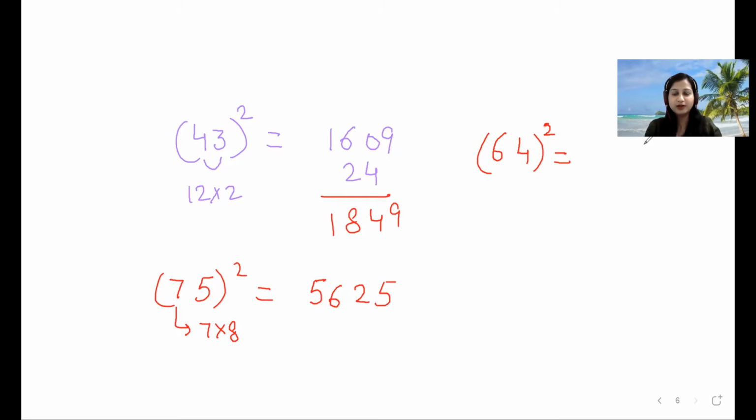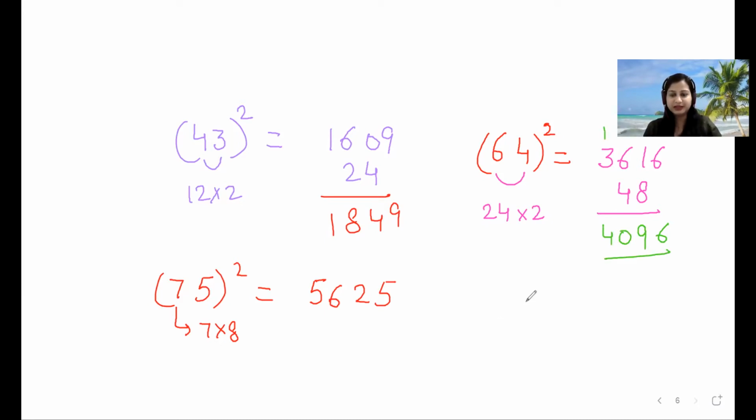4 square, 16, 6 square, 36. Multiply the digits now. 6 fours are 24. And then multiply it with 2. So how much? It will be 48. This number we're going to write in the middle. Then we are going to do addition over here. So 6, 9, 10, and this will be 4. So 4096. Okay, let's take the last number for this video now.